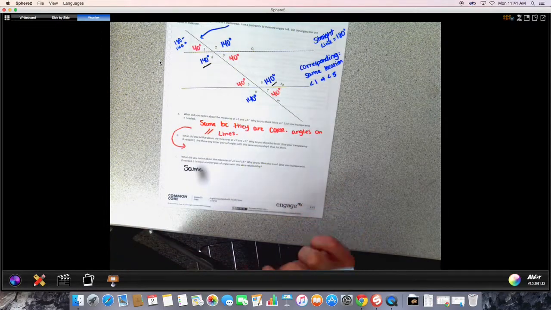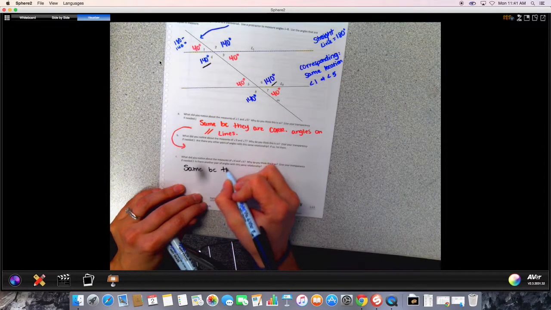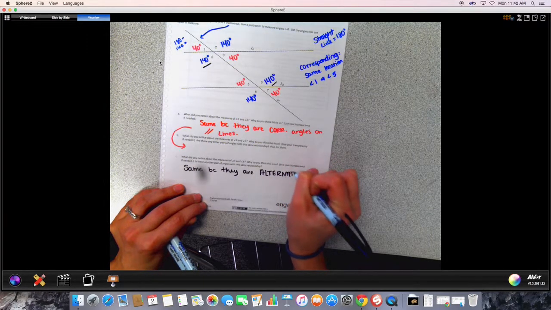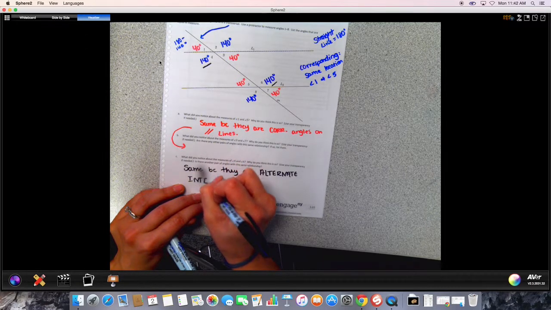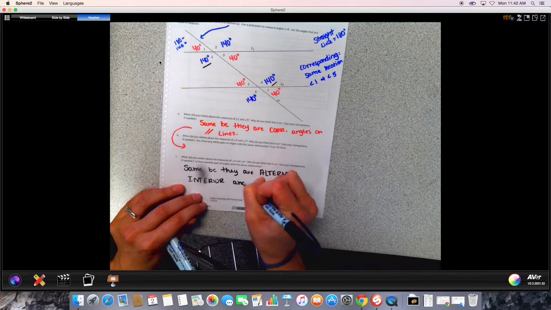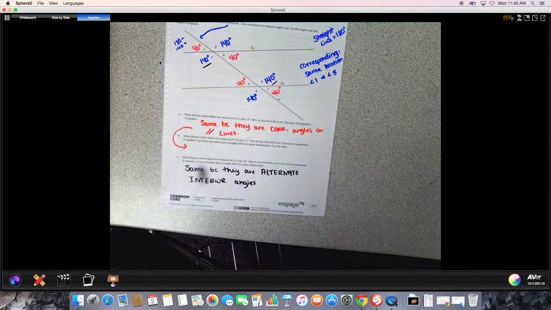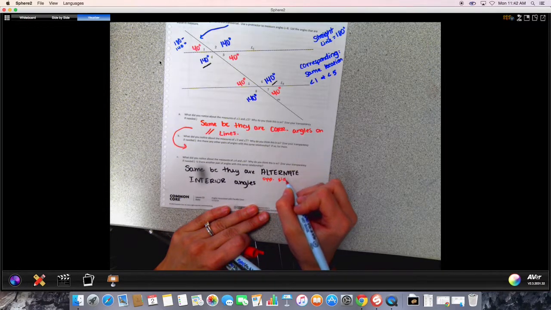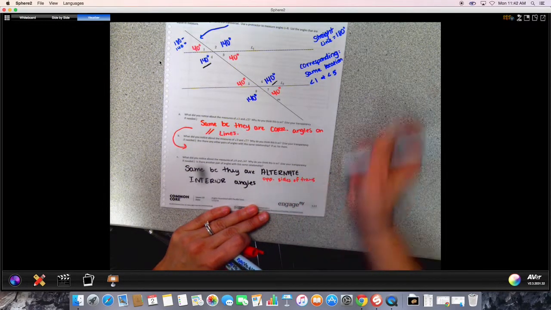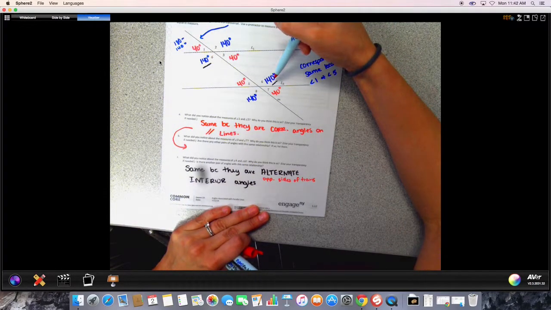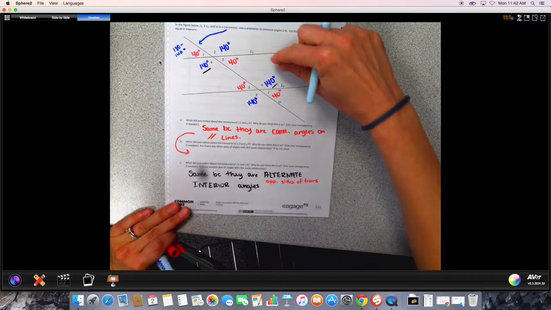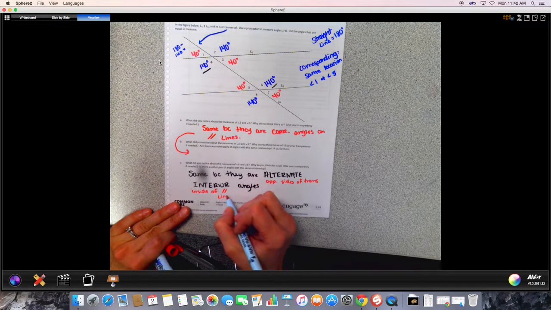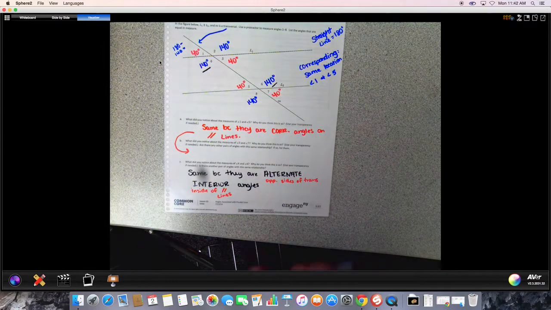And here comes another vocabulary term. Because they are what we call alternate interior angles. And this is another math term that we are going to need to know. Alternate meaning they're on opposite sides of the transversal. If you look at these, 4 is on the left side of the transversal, 6 is on the right. And interior meaning they're on the inside of the parallel lines. Those will always be the same, alternate interior angles.